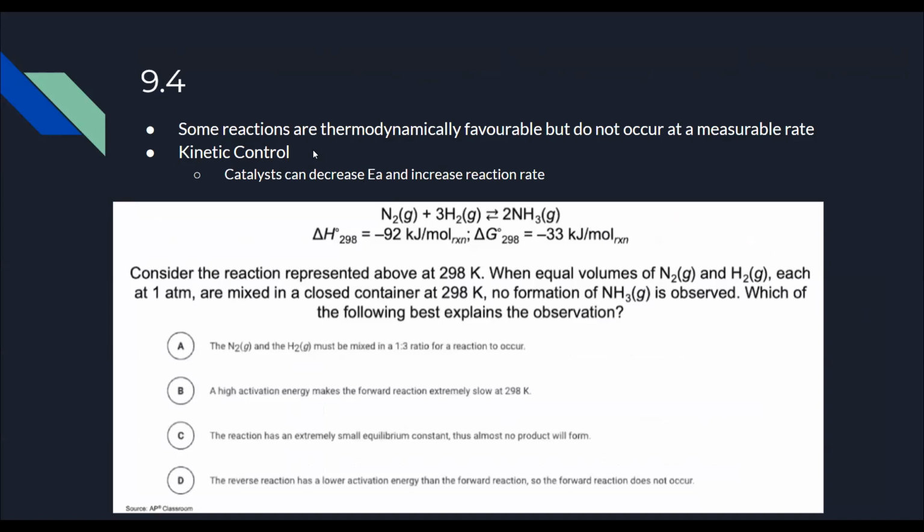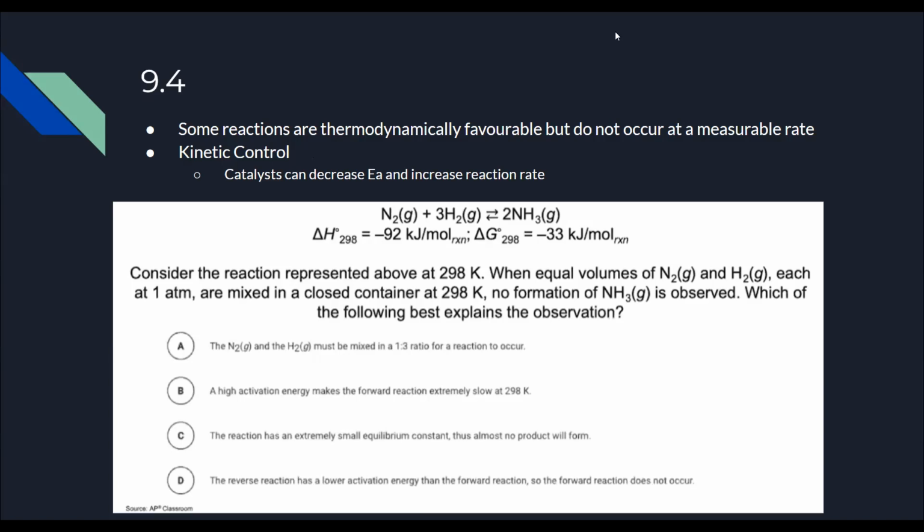Consider the reaction represented above at 298 Kelvin. When equal volumes of N2 and H2, each at 1 atm, are mixed together in a closed container at 298 Kelvin, no formation of NH3 gas is observed. Which of the following best explains the observation?